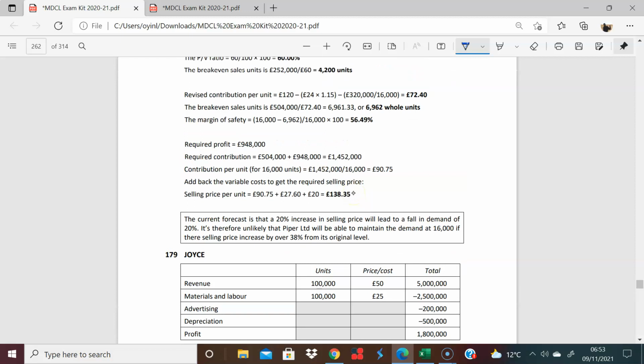The current forecast will lead to a fall in demand. It is likely you'll maintain demand at 16,000 if the selling price increases by over 38% for their region. So they've put some numbers in, which is good. But I think the key point here is that you can see that an increase in the selling price, and you can actually calculate that, will lead to a fall in demand. Okay, right, and that's how you work with that one.